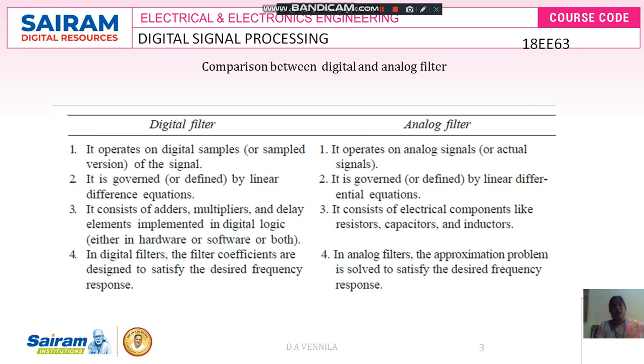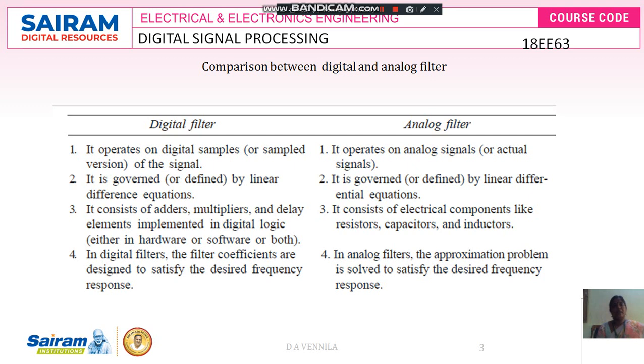Next, as I said, we have digital filters, the FIR filters and IIR filters. Now we will see the difference between digital filter and analog filter. Digital means zeros and ones. Analog means the signal amplitude will vary with respect to time. Each and every instant of time you will have amplitude. Here, the digital filter operates on digital samples of the signal. Analog filter operates on analog signals.